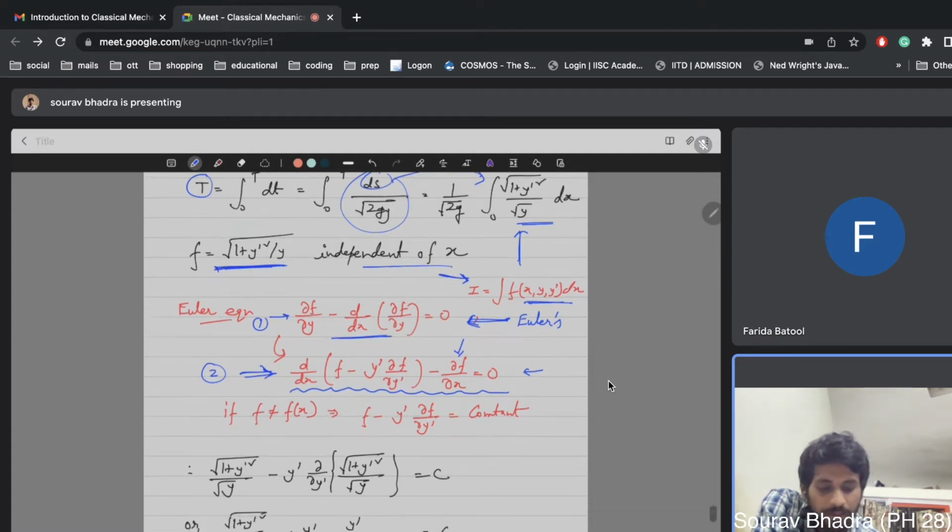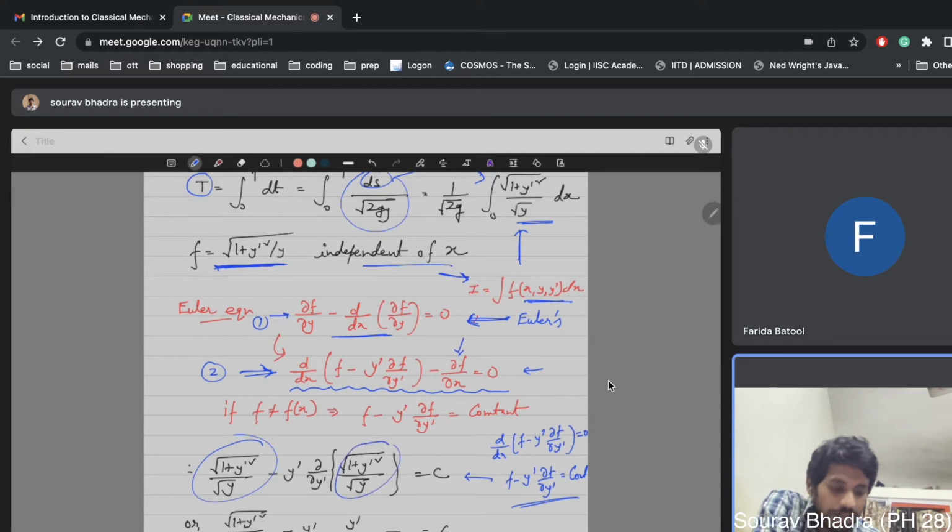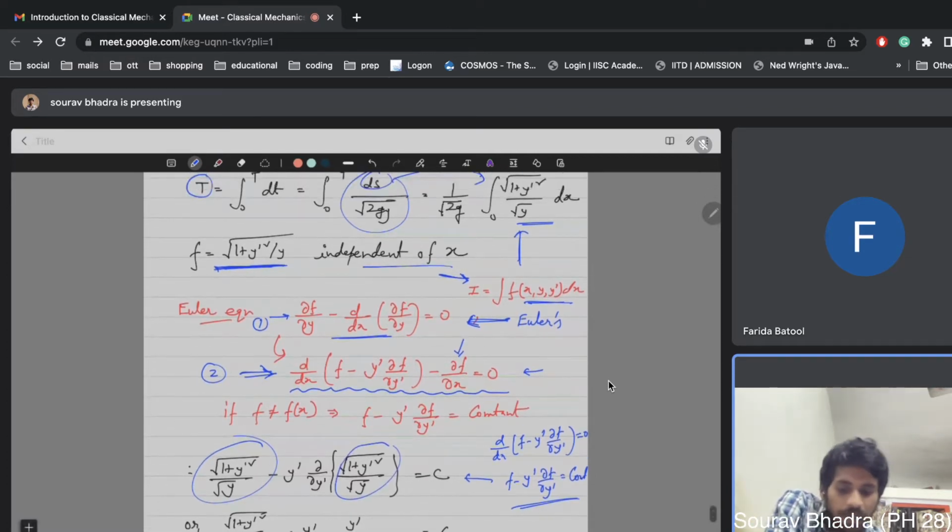So d dx of f minus y dash del f del y dash equals 0. That will give you f minus y dash del f del y dash equals a constant, and c is the constant. I have just replaced my f according to my problem.